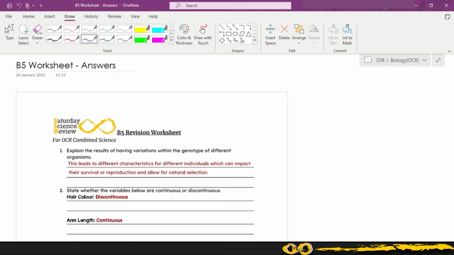Here are some quick notes and comments on the B5 exam-style question worksheet, and of course the detailed answers are linked in the description below.